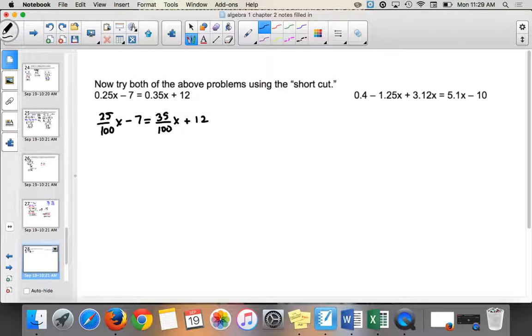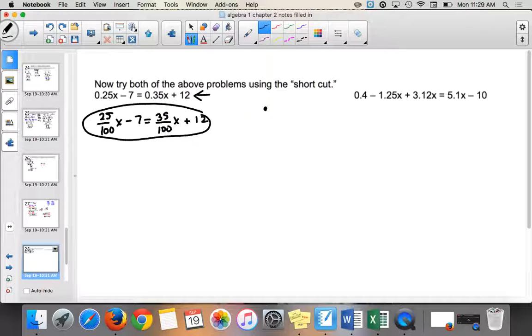All right, so I'm going to multiply through by whatever's going to clear this. Well, what clears it? What would our least common denominator be? 100, right? So how can we go from here and know that we're going to multiply by 100? How do we read these numbers? 25 hundredths, right? 35 hundredths. That's how we read decimals.